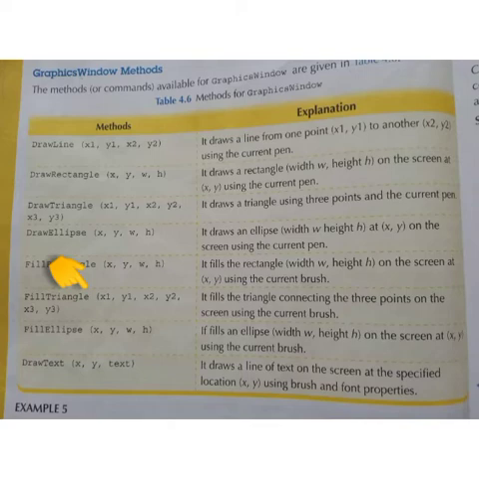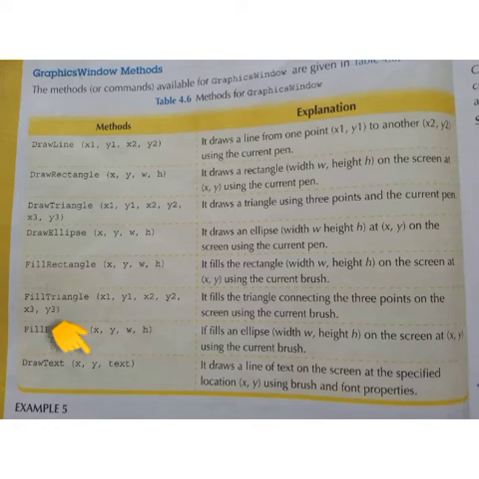Current brush color means we should mention before what the color of the current brush is. That color only we are using to fill that ellipse, rectangle, circle, triangle. Understood. The next one is fill ellipse x, y, w, h. It fills an ellipse with a particular width and height on the screen, at point x y, by using the current brush.